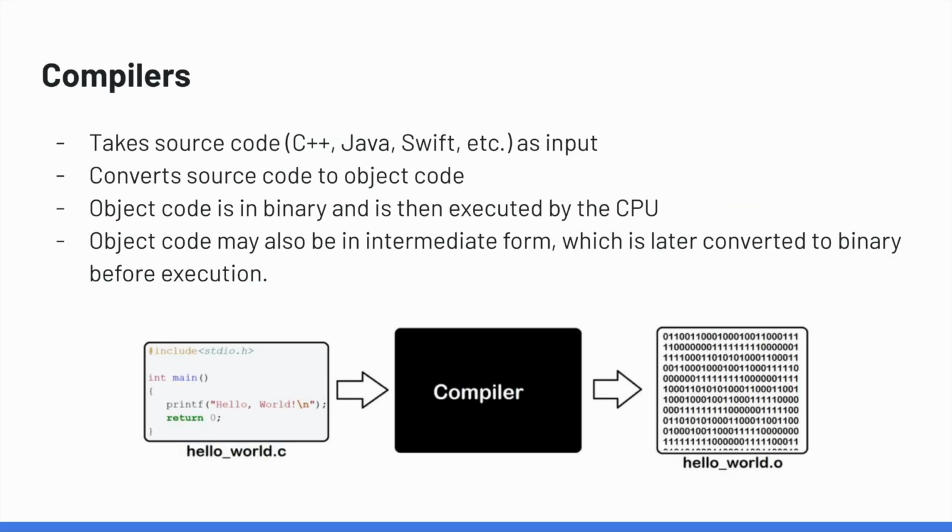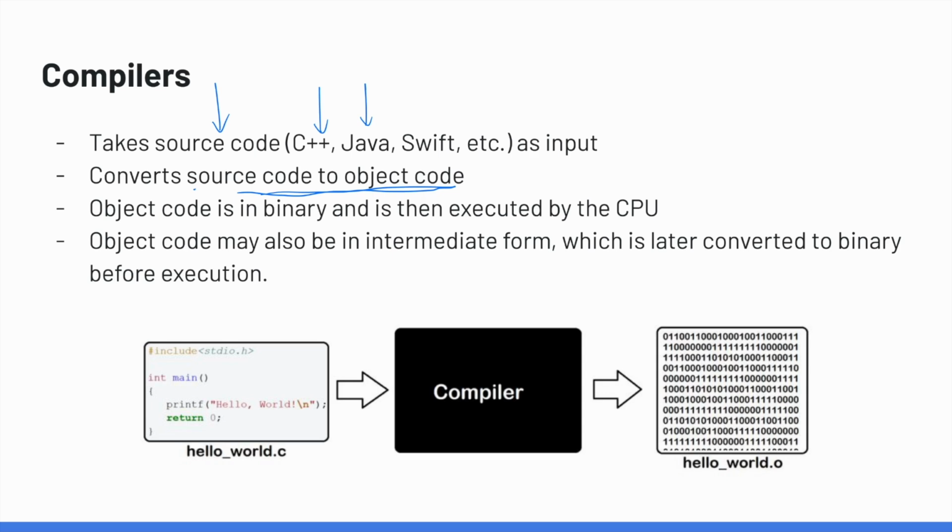Now, on the other hand, we have compilers, and compilers take source code as input. So you'll be writing some code in a language like C++ or Java, although Java is kind of a weird one that sits in different areas. C++ is a great example. It converts source code to something called object code, which is in binary, and can then be executed by the CPU. So the difference between compilers and interpreters is that interpreters are going to execute our code line by line, versus compilers take everything at once and convert it.